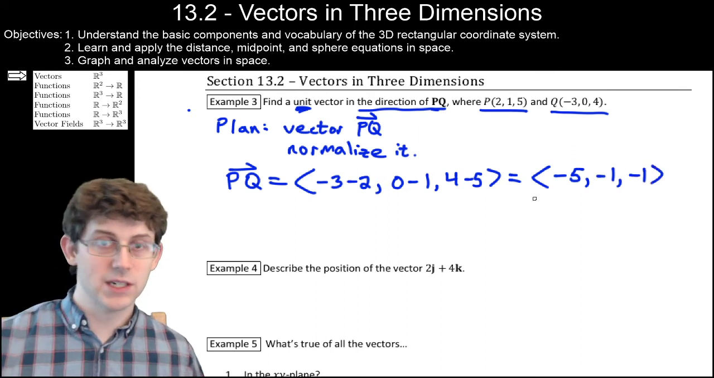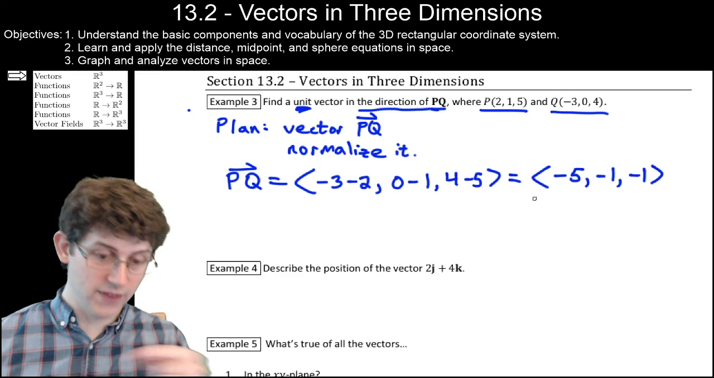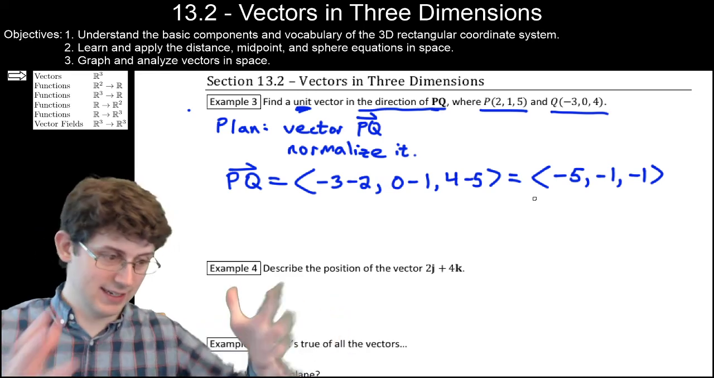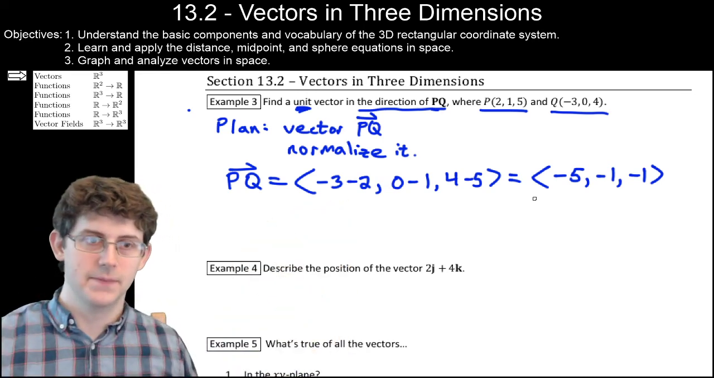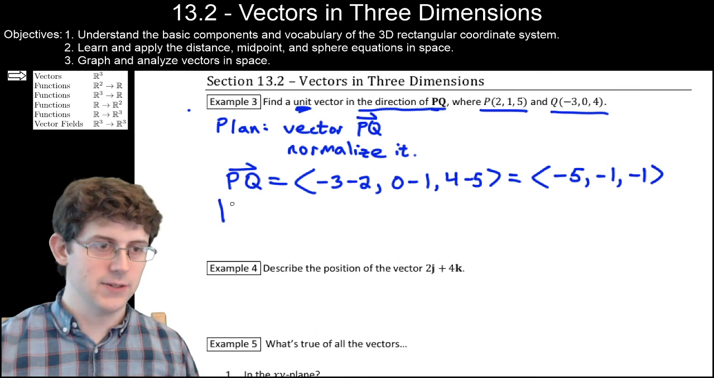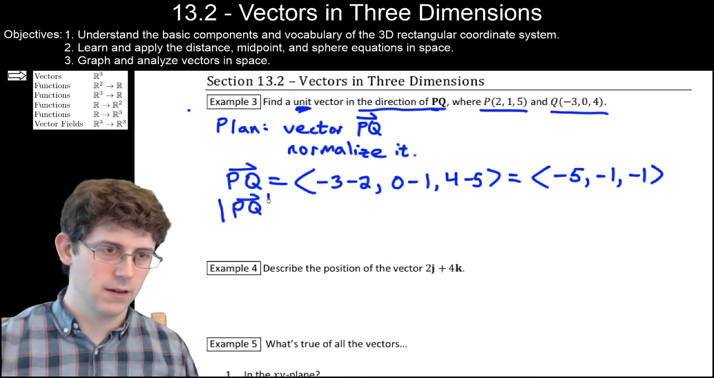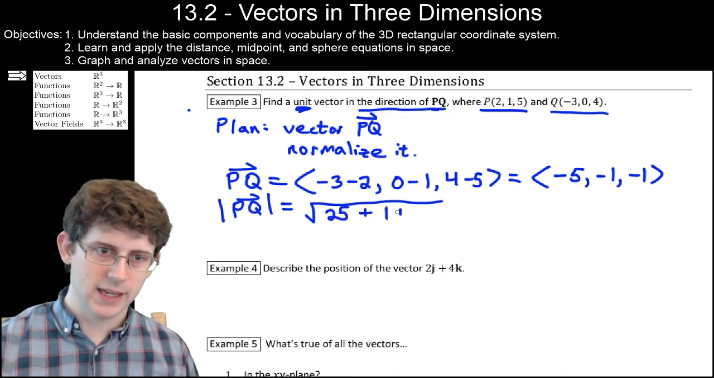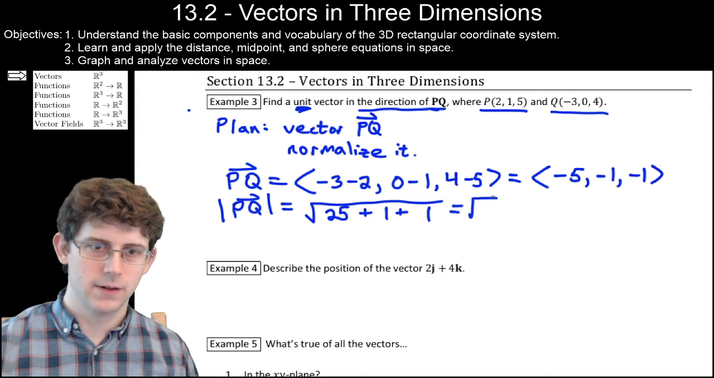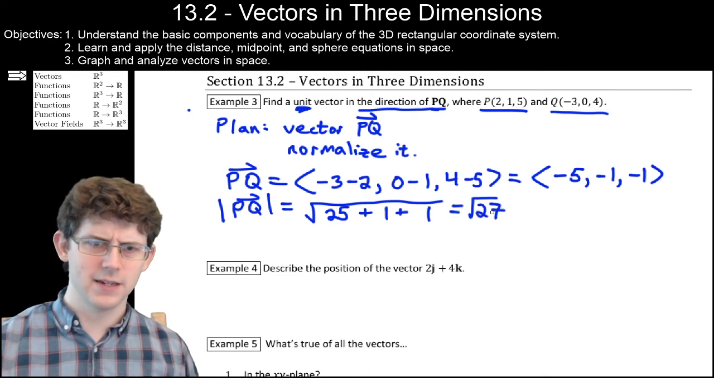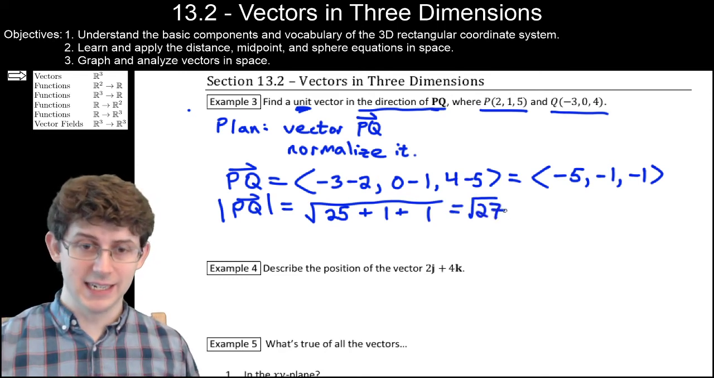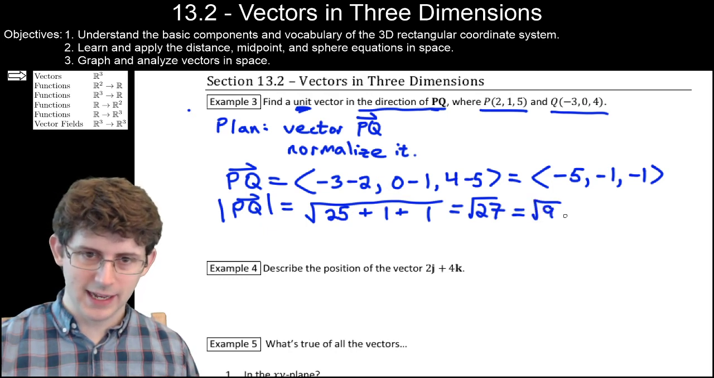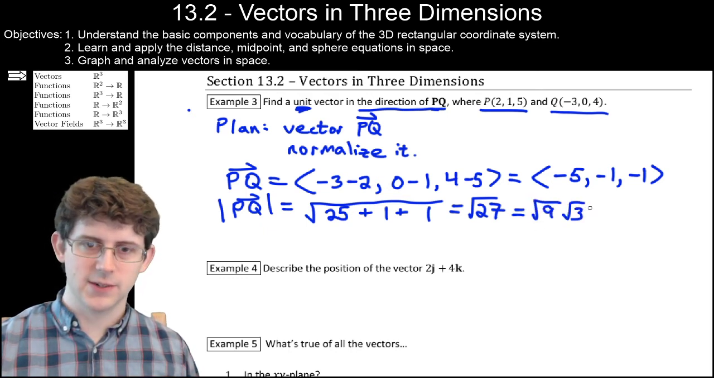Now this vector is much longer than length 1. It goes 5 in the x direction. Like in total, it's much longer than 1. So to normalize it, we find its magnitude. That's square all its components, add them together, and take the square root. Square root of 27. 27 has some 3's in it. So we'll split this up as 9 times 3, and square root of 9 is 3.